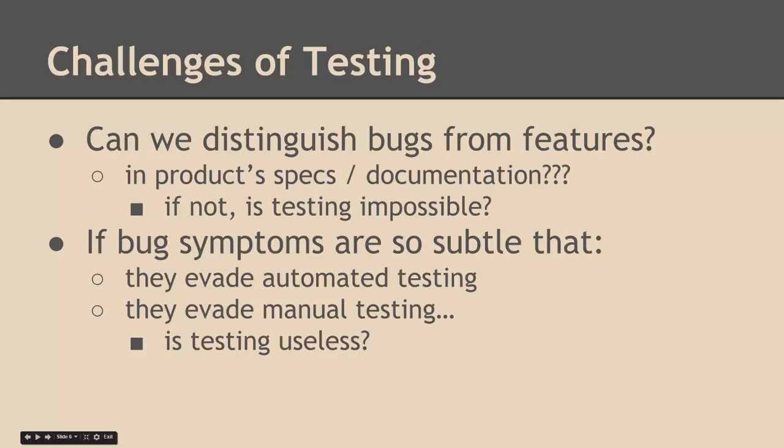And it's another problem if you can't distinguish bugs from features. If it's something that seems like a bug but appears to be in the specs, maybe it's baked into the specs or standard, that is an entirely different challenge in itself. Next, if the bug symptoms are so subtle that they evade automated testing or even manual testing, is testing useless?